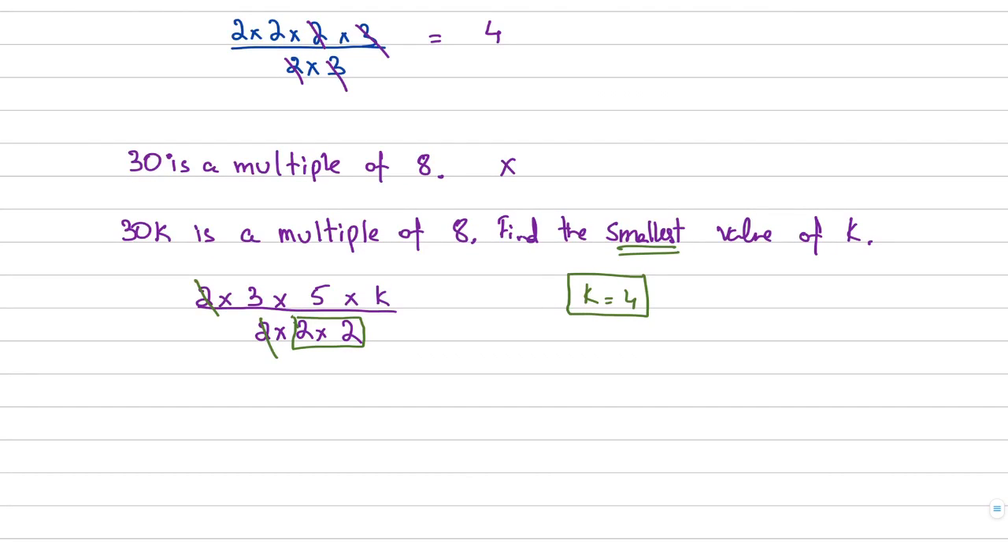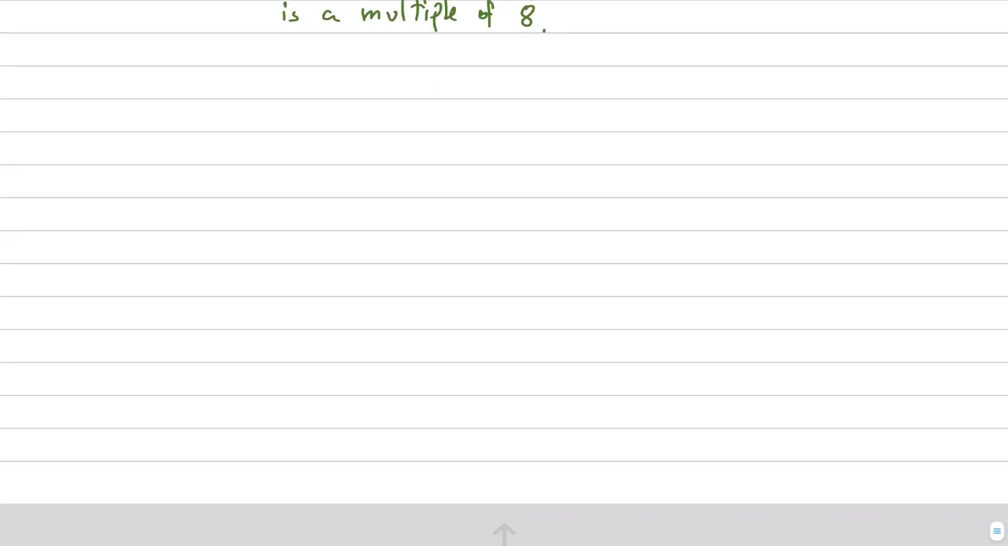Now we can further test this by multiplying 30 by 4. So that is equal to 120, and we can see that 120 is a multiple of 8. Now, if you've understood this, that's great. If you haven't, nothing to worry about.